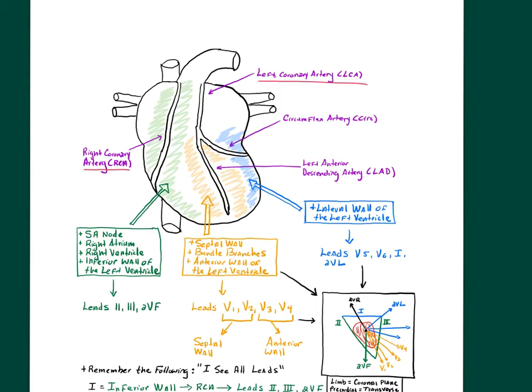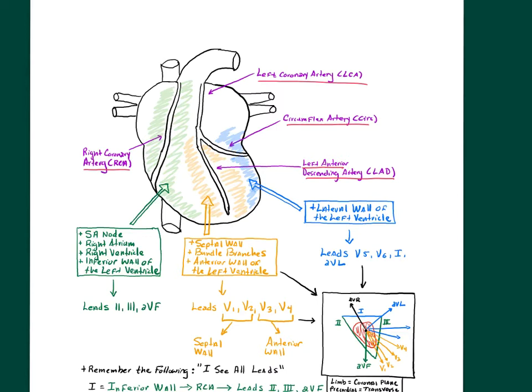And then your LCA branches into two other arteries. What are they? The circumflex artery, or the circ, good, it goes along the lateral aspect of the heart, and then the LAD, or the left anterior descending artery. Now, there are other arteries, there are marginals and things like that, but we're not going to get into that level of detail today. These are the major players. And what we need to understand is that these coronary arteries perfuse specific areas of the heart.